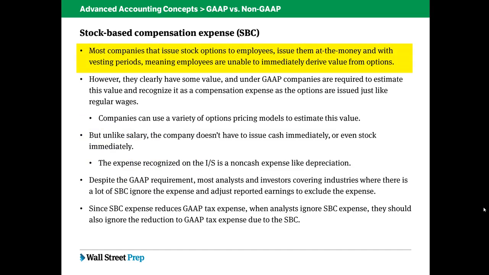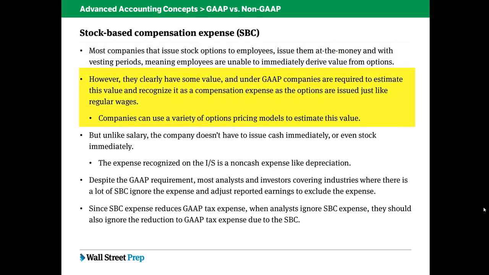Most companies that issue stock options to employees issue them at the money and with vesting periods, meaning that employees are unable to immediately derive value from options. However, stock options that are issued at the money and have a vesting period are still better than not having anything. Most employees would certainly prefer to have at the money options with a vesting period over not having them, and that means that they clearly have some value. The value is just derived in what's going to happen in the future.